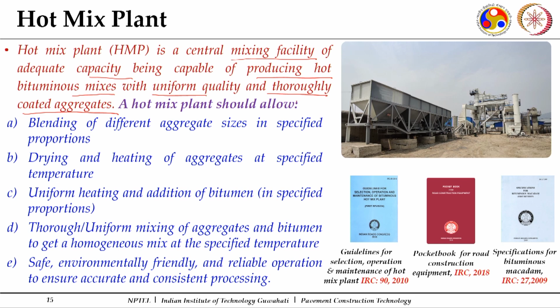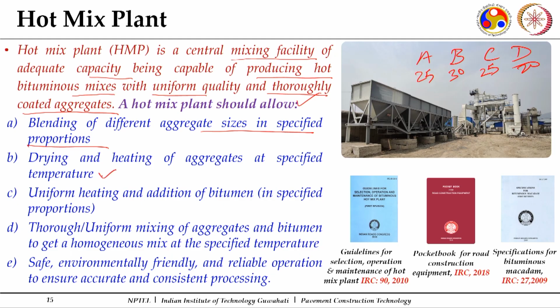Now, what we want from a hot mix plant is a blending of different aggregate sizes in specified proportions. As we did during the proportioning, there may be say 4 aggregates you may have to proportion: A, B, C, D in a proportion of say 25, 30, 25 and 20. So, 4 different aggregates in 4 different proportions are to be used for producing the bituminous mix. So, that plant should be capable of doing this blending exercise.